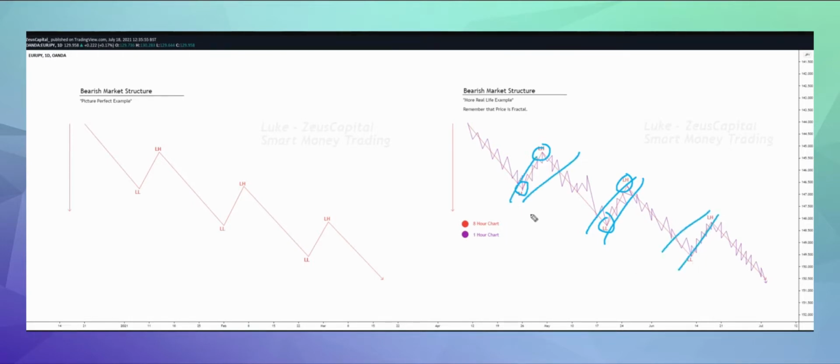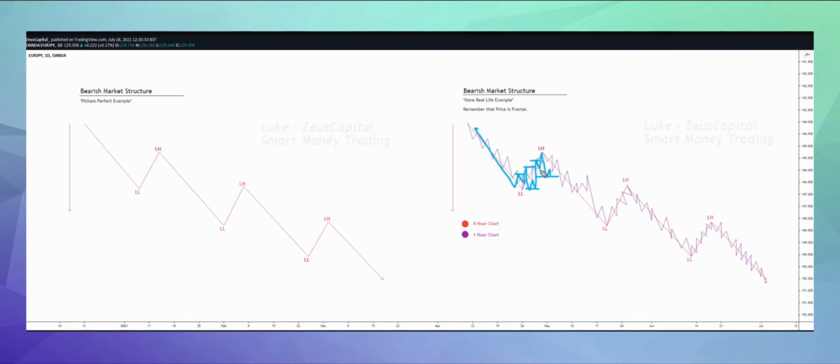Complex pullbacks. So when price is moving down, on the more real life example, if I just delete all this and start again, when price is moving to the downside, we will see these pullbacks, right? And what we'll do is we'll start seeing these substructure breaks. And when we see these substructure breaks, a lot of people are going to think, okay, price is moving to the upside, we've broken structure there, broken structure here, broken structure here.